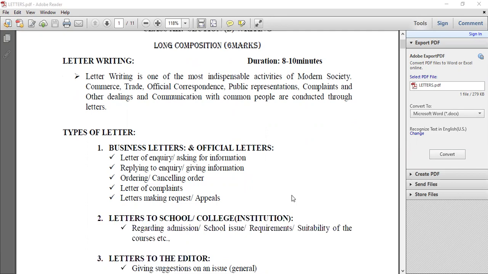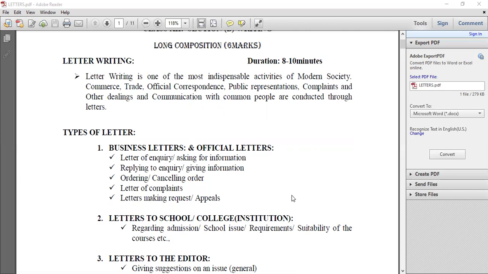First type, we are taking business letters or official letters. Of course, we can also divide business letters and official letters separately, but I'm just giving you this for your clear understanding. This is what CBSE is insisting on. That's why business letters or official letters.